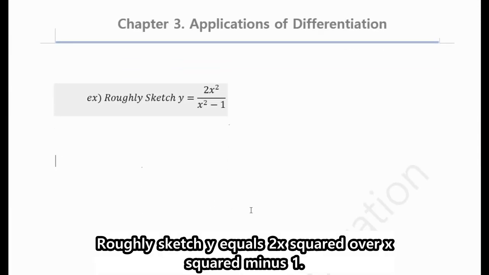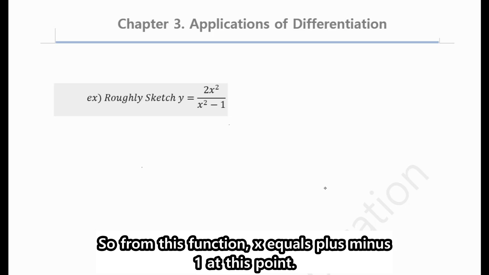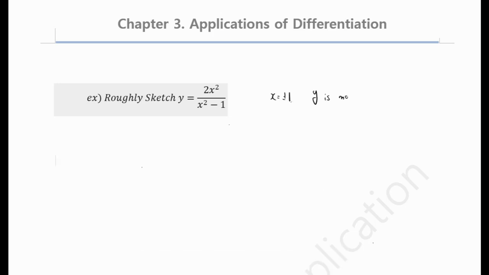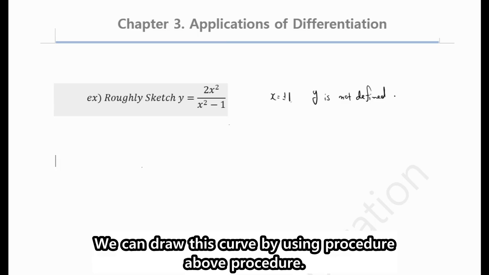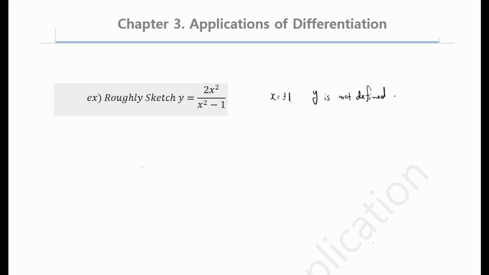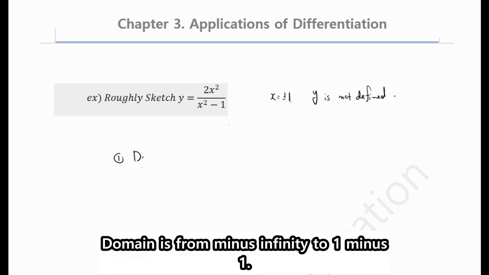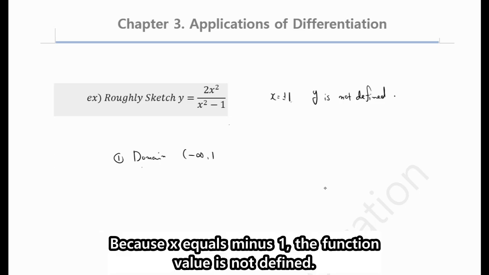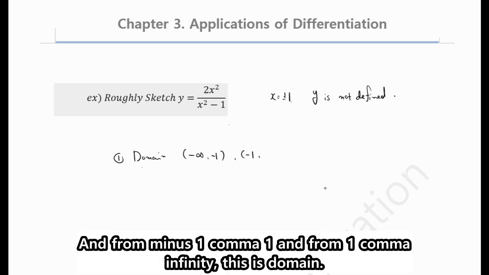Let's roughly sketch y equals 2x squared over x squared minus 1. From this function, at x equals plus or minus 1, the function y is not defined. We can draw this curve using the above procedure. The first step is to find the domain. The domain is from minus infinity to minus 1, because at x equals minus 1 the function value is not defined, then from minus 1 to 1, and from 1 to infinity.